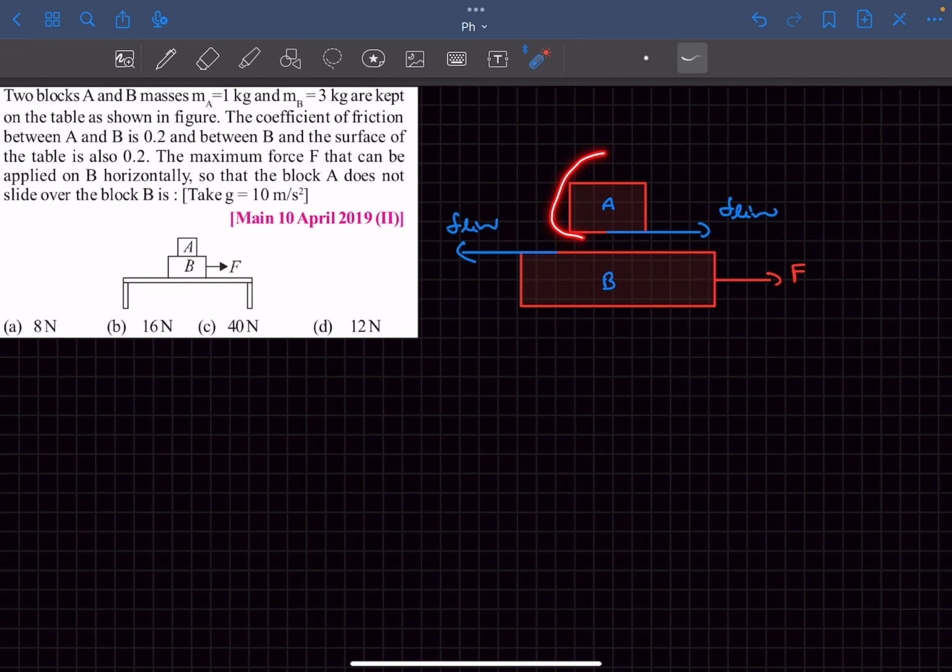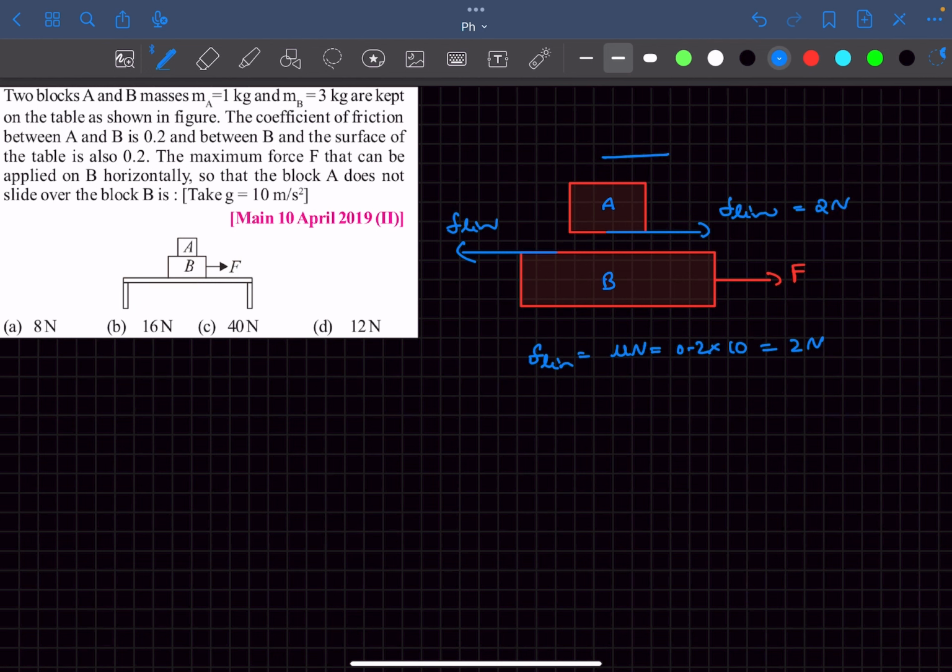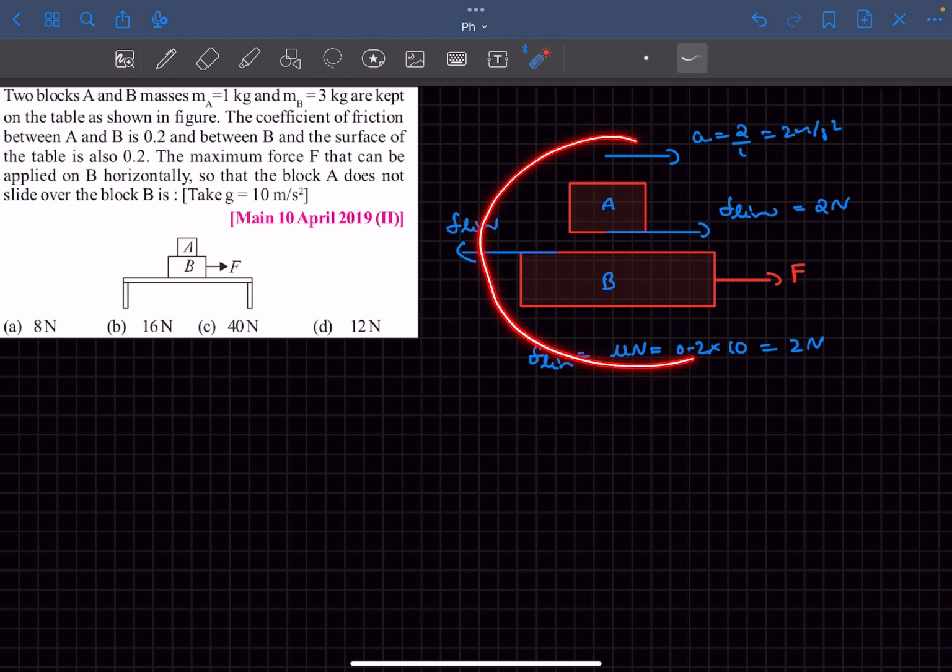Now, what is the limiting value of friction? That is pretty easy to find, right? So F limiting would simply be mu times the normal reaction. And the mu between A and B is given to be 0.2. Normal reaction is going to be the weight of this block A, that is 10 newtons. So this comes out to be 2 newtons. So the force acting on block A is 2 newtons. What will be its acceleration? Its acceleration will be 2 divided by 1, which is 2 meters per second squared. Now, as both these blocks are moving together, we can say even block B is moving towards the right with 2 meters per second squared acceleration.